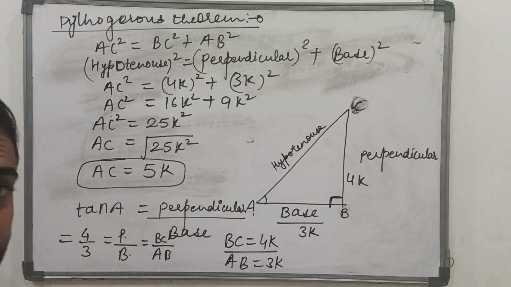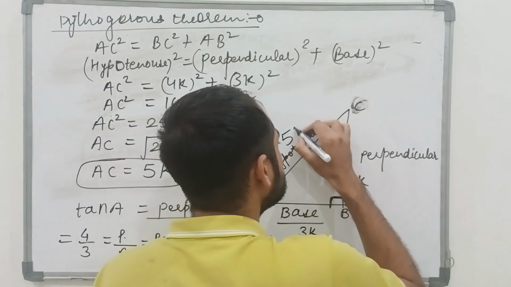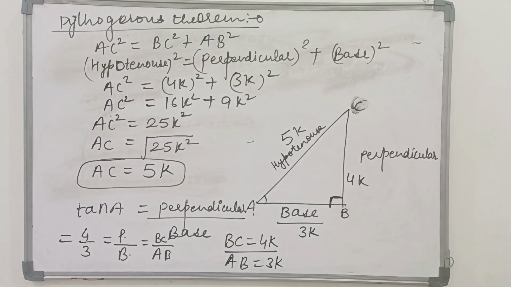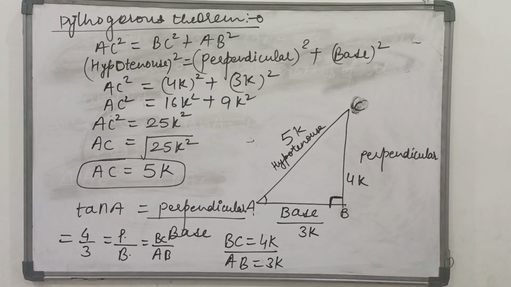Now AC is 5K. We can easily write AC is equal to 5K. Have done. You can write properly.